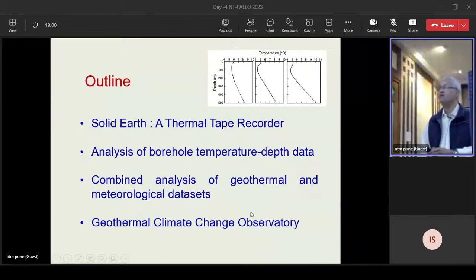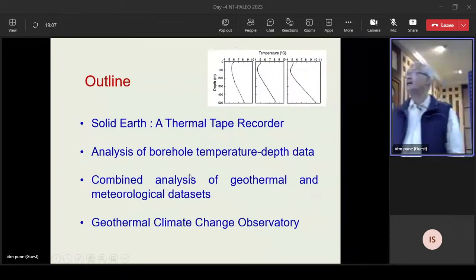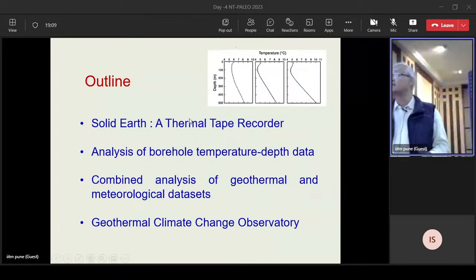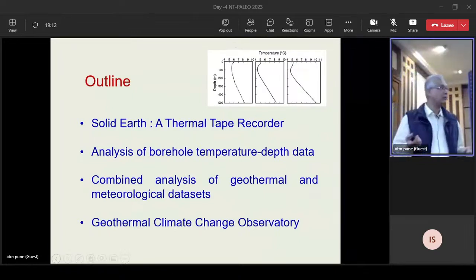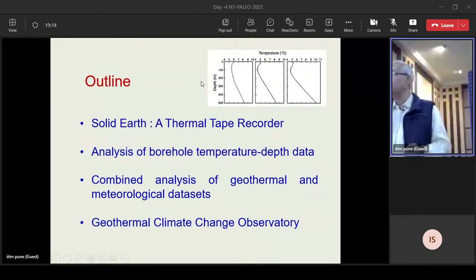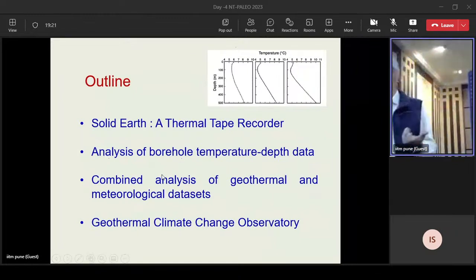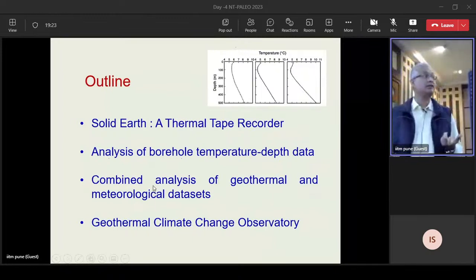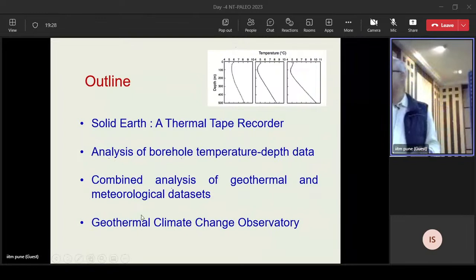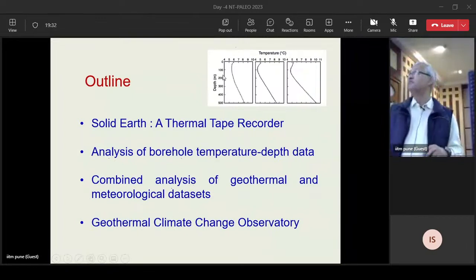Okay, so the outline of my talk would be to explain the solid earth, that is the earth below our feet, how it acts as a thermal tape recorder. And then how we analyze the borehole temperature data, how we can also combine the borehole temperature records with the meteorological surface air temperature data. And then if there is still time, we will go into some fundamental issues of addressing this methodology.